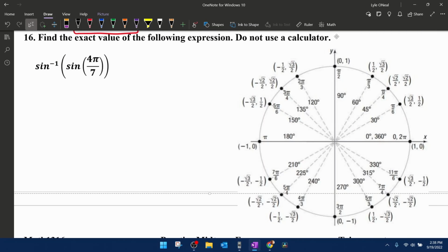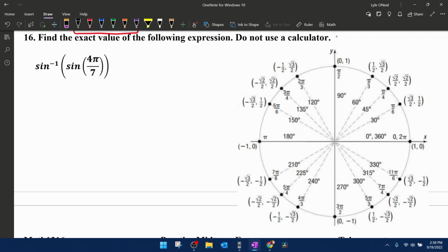Next, number 16, find the exact value of the following expression. Again, do not use a calculator. And I've got my unit circle over here in case I need to reference it. What we have here is the inverse sine of the sine of 4 pi over 7. Notice that 4 pi over 7 is not a unit circle angle. So I'm simply going to be using my unit circle to draw on for reference.